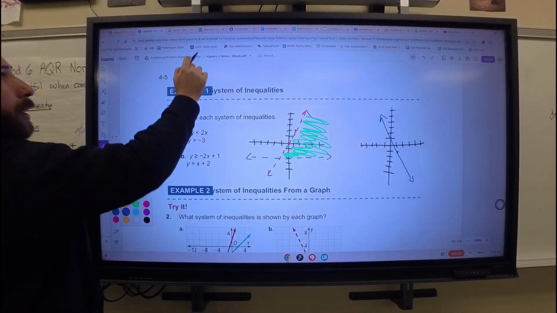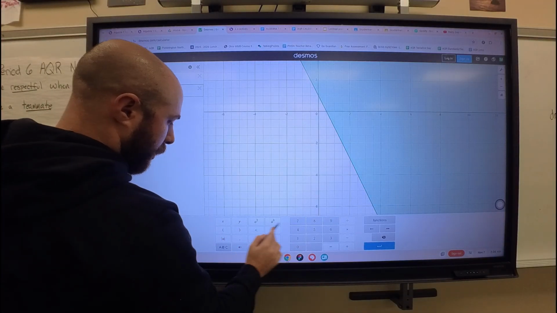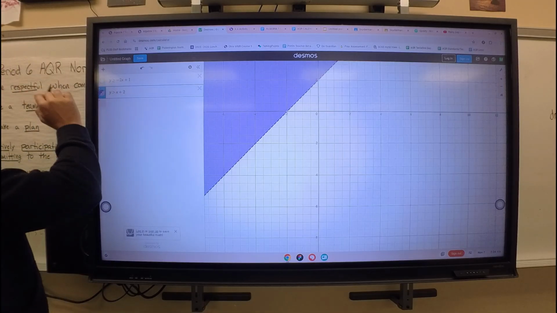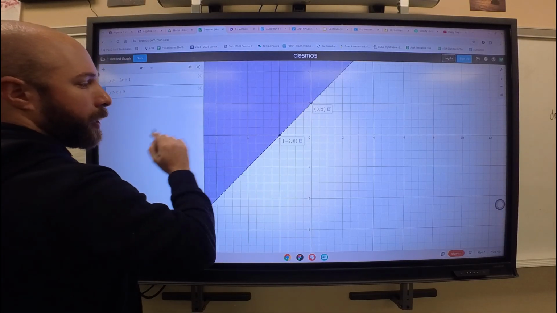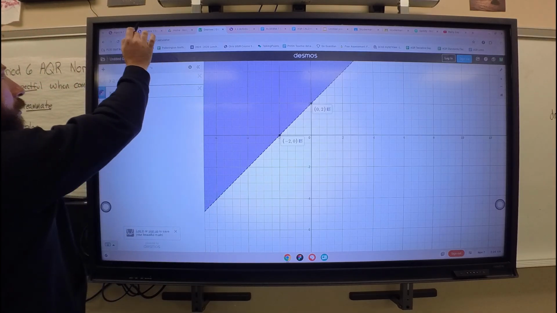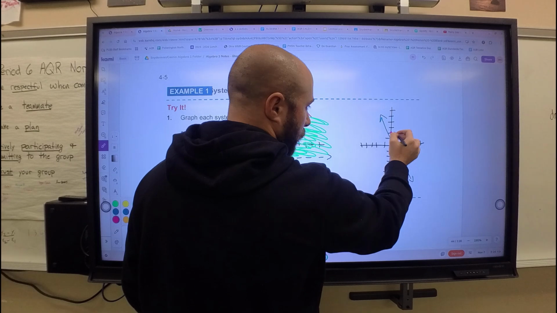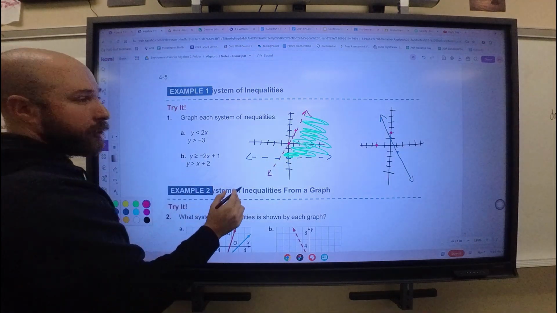And then our second one, y is greater than x plus 2. Let's uncheck the first one. We have important points at 0, 2 and negative 2, 0. So we have 0, 2 and negative 2, 0. And again, this is a dashed line.